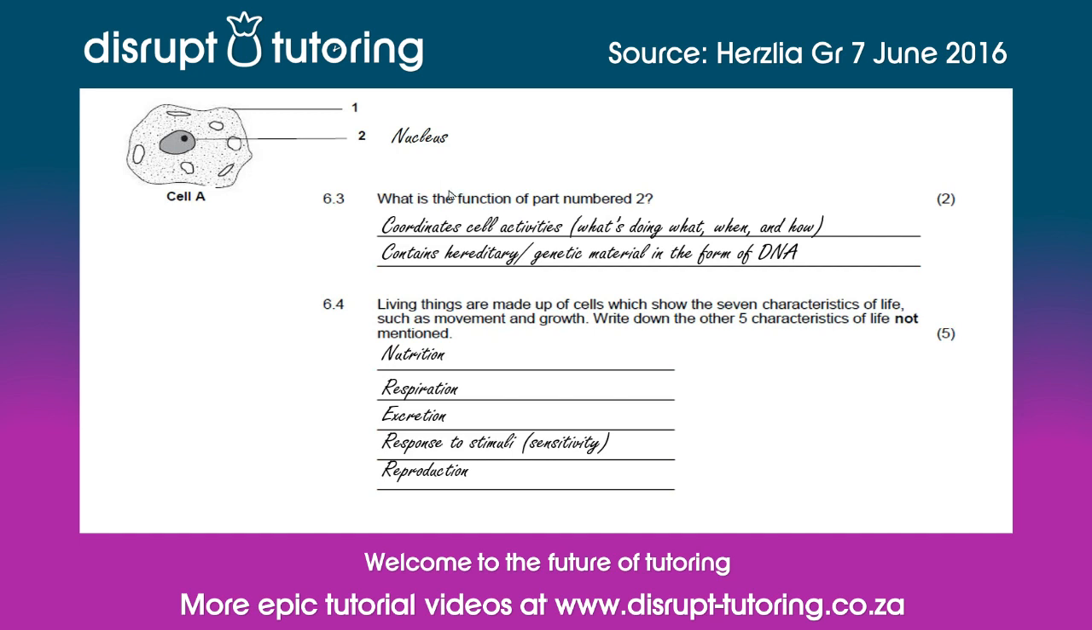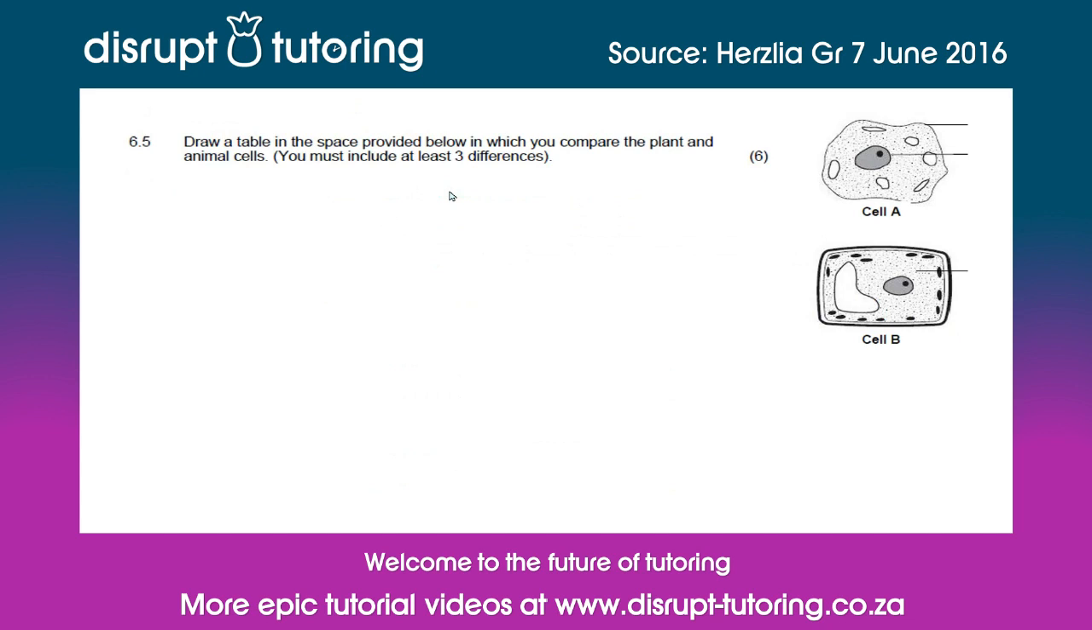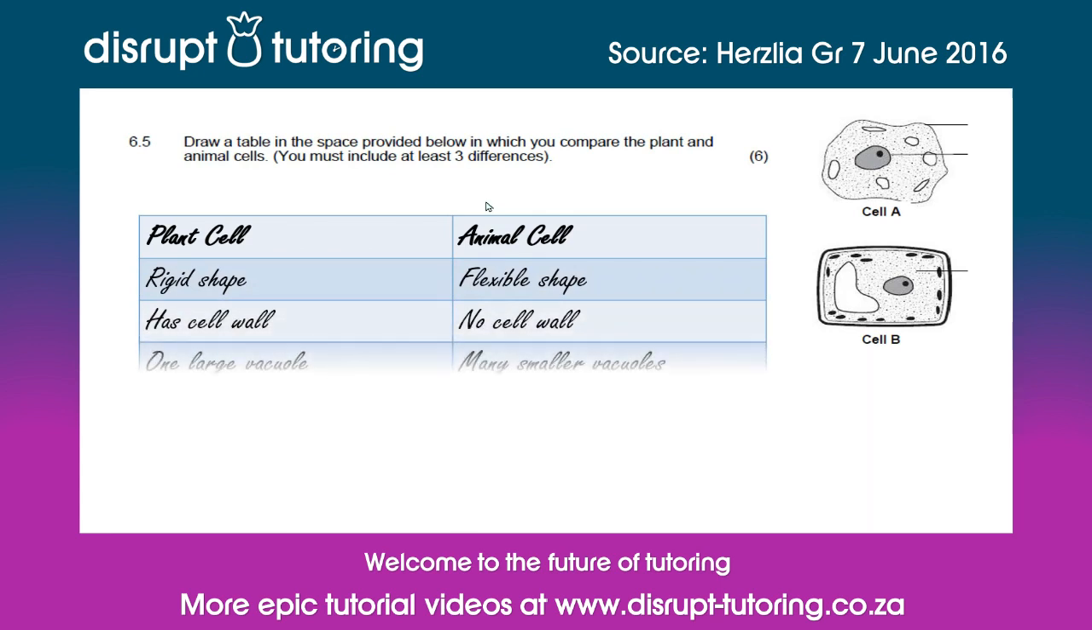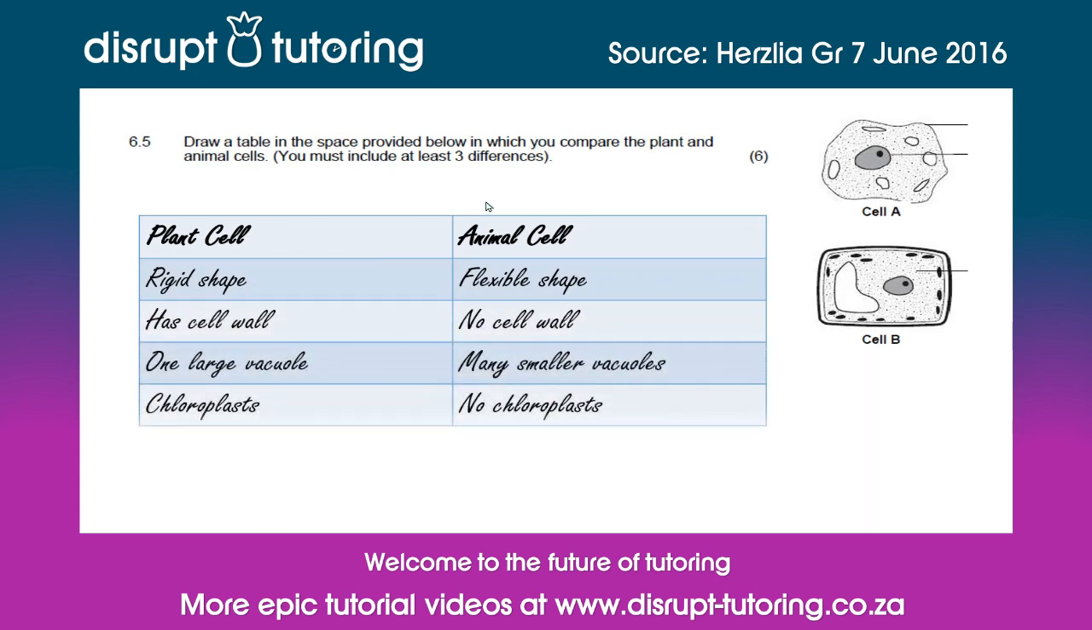Alright. And 6.5 asks us to draw a table in the space provided in which you compare the plant and animal cells. You must include at least 3 differences. So we've got the cells on the side here just to remind us. We can have a look at the structure and see what's different between these two cells. Okay, so we draw a table with 2 columns and a number of rows. We've got the plant cell and an animal cell. So the first difference that you realize is that the plant cell has a rigid shape, whereas the animal cell has a flexible shape.